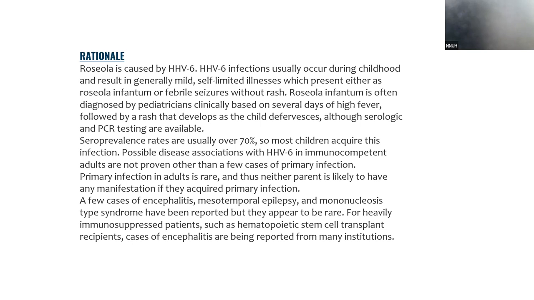Possible disease associations with human herpes virus 6 in immunocompetent adults are not proven, other than a few cases of primary infection. Primary infection in adults is rare, and thus neither parent is likely to have any manifestation if they acquired primary infection. A few cases of encephalitis, mesotemporal epilepsy, and mononucleosis-type syndrome have been reported, but they appear to be rare. For heavily immunosuppressed patients, such as hematopoietic stem cell transplant recipients, cases of encephalitis are being reported from many institutions. Okay, good. All right, next question.